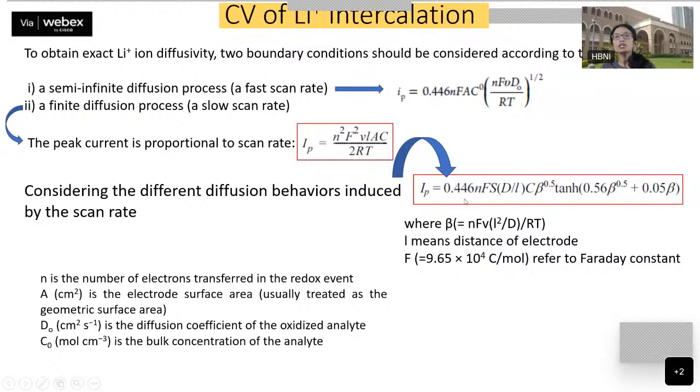You need not remember the equation, but please see that n is again the number of electrons transferred in the redox event. This beta value is n mu l squared by D R T, where l is the diffusion distance, and F is the Faraday constant. You also have this beta factor, which takes into consideration both the fast as well as the slow scan rate. So both boundary conditions are satisfied in this equation, and by using it, you can calculate diffusivity for any kind of scan rate.